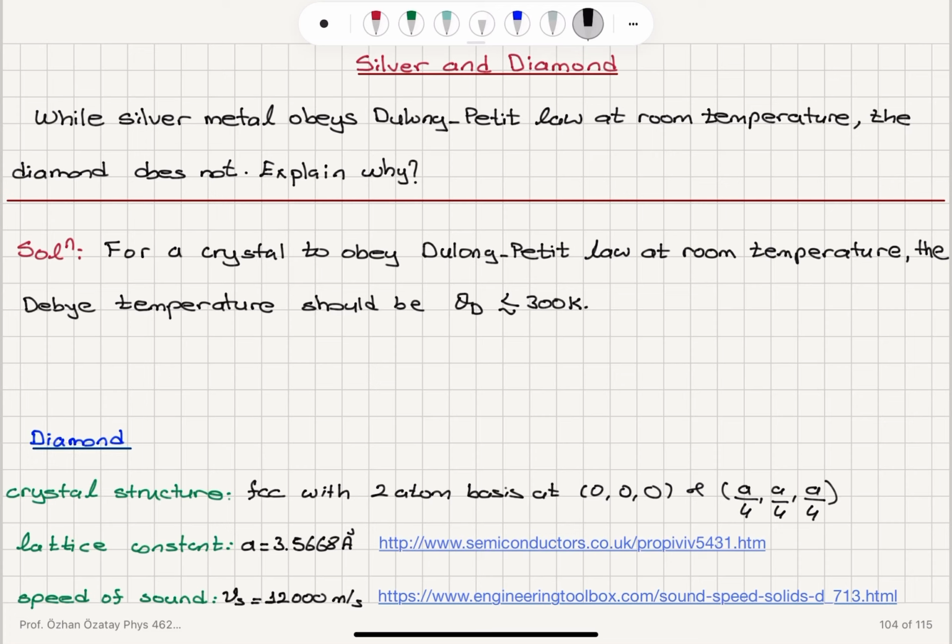And that's because the Dulong-Petit law is for classical physics. And for classical physics to apply, we need to have all the normal modes being excited. So for classical physics to apply, all normal modes should have been excited.